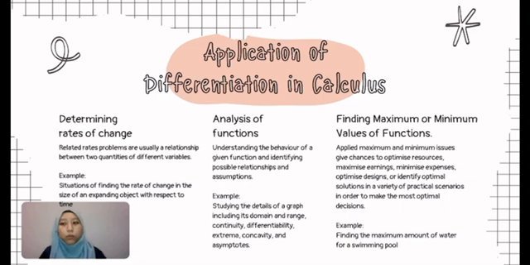Finally is when we are finding maximum or minimum values of functions. Applied maximum and minimum problems give chances to optimize resources, maximize earnings, minimize expenses, optimize designs, or identify optimal solutions in a variety of practical scenarios in order to make the most optimal decisions. For example, finding the maximum amount of water for a swimming pool.